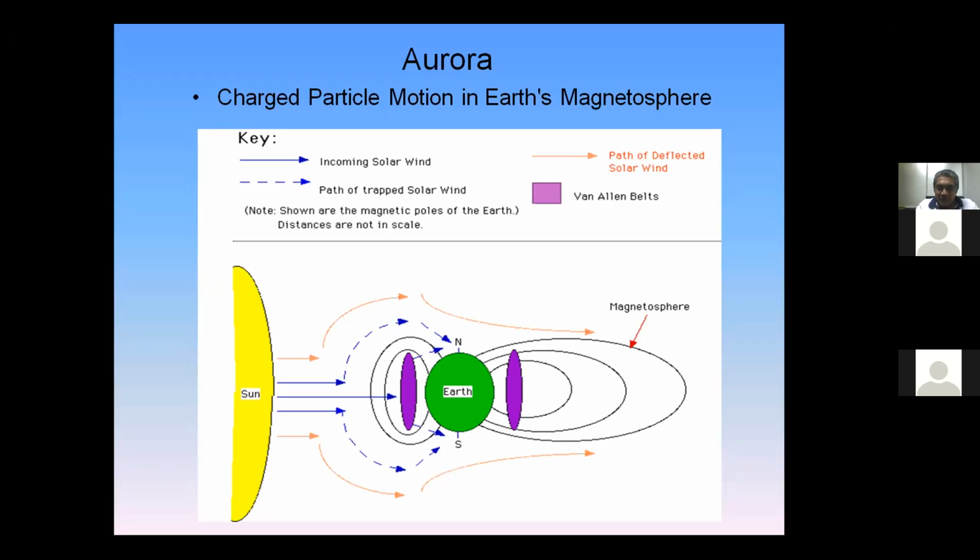So I will go through these briefly, since I have taken almost 1 hour right now. The effects on Earth, right? One effect of the solar wind, or the magnetic activity, is aurora, right? Charged particles motion in Earth's magnetic field.